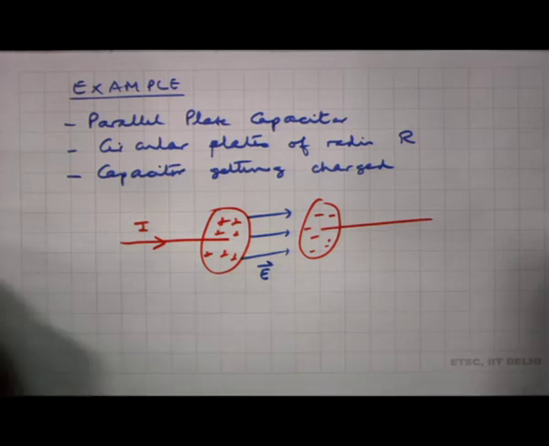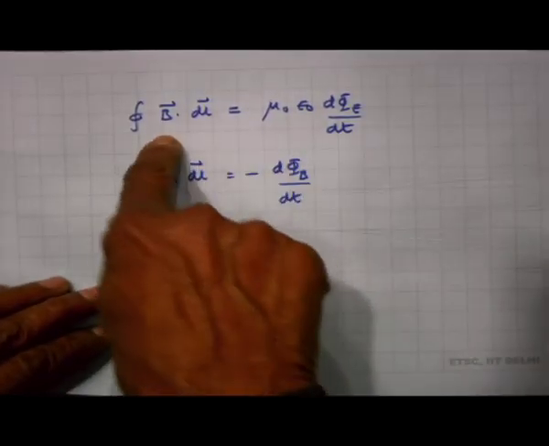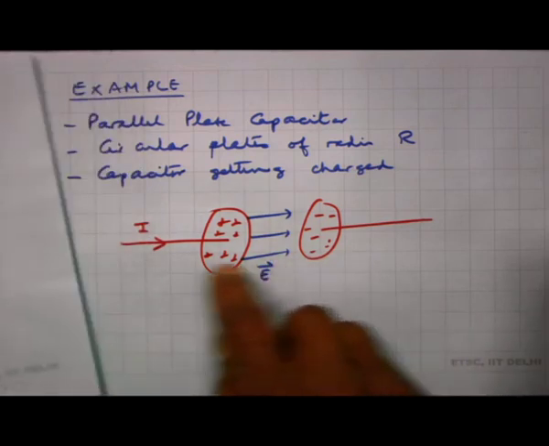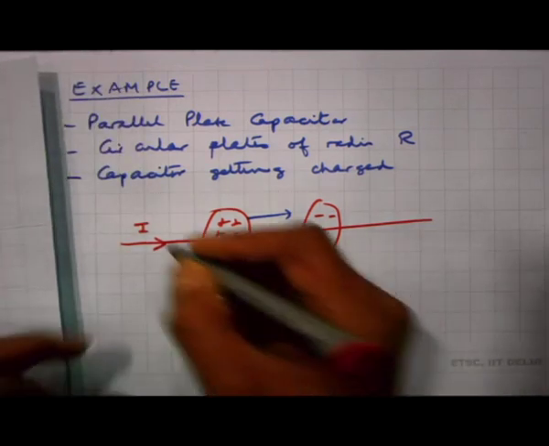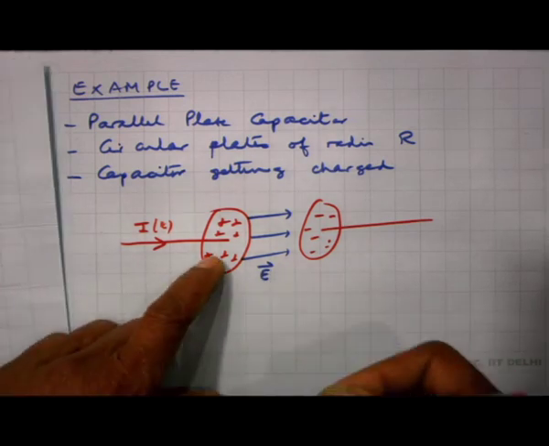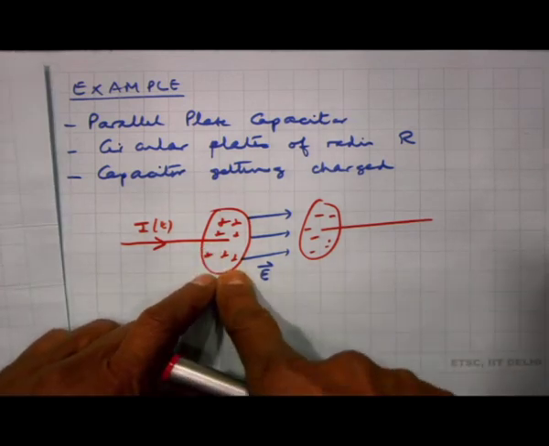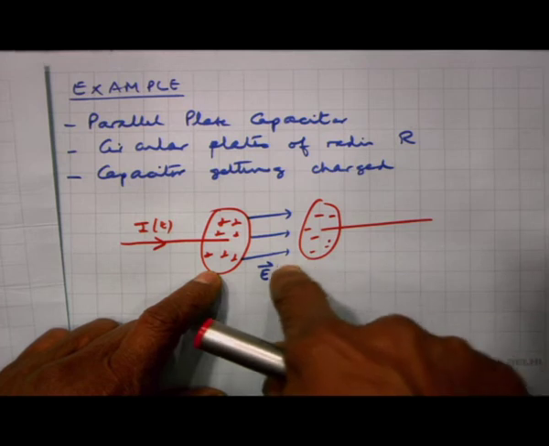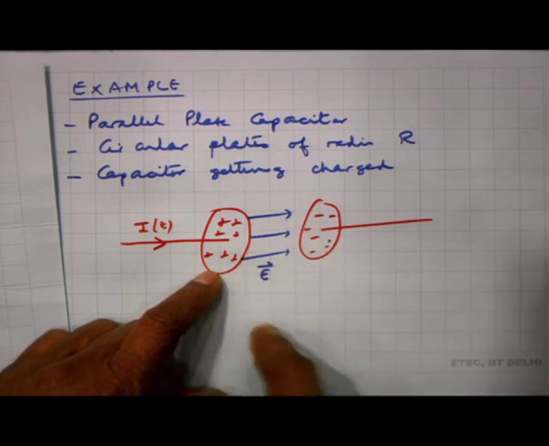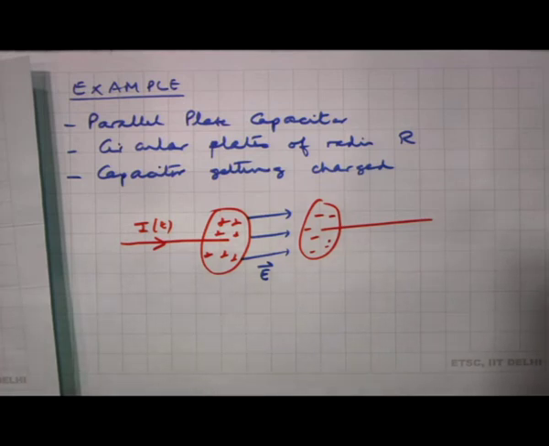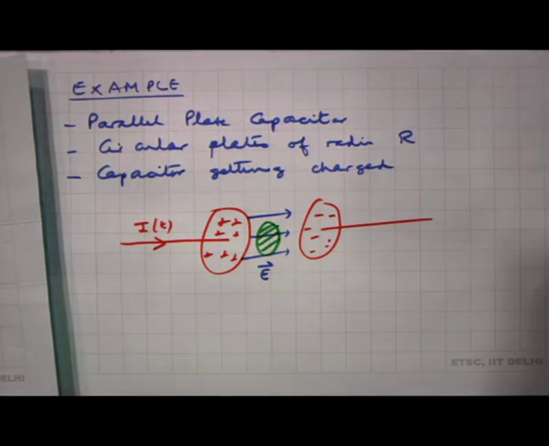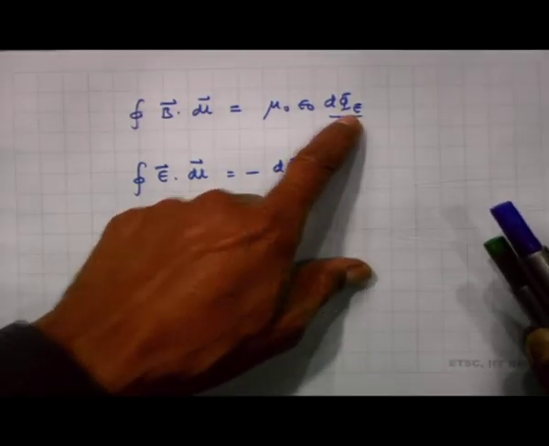Now, this equation tells me that the changing electric flux generates a magnetic field. When I am charging the capacitor, the charge on the capacitor varies with time, so sigma varies with time. If sigma varies with time, the electric field varies with time, and the electric flux through any surface, not necessarily a closed surface, will vary with time. If I take a surface like this, the electric flux through this surface will vary with time, and that should induce a magnetic field according to this equation.